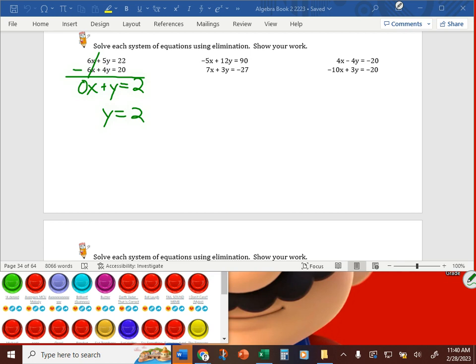How do you know when to add or subtract? It's the operation that gets these two terms to equal 0. Like if you thought of this, do I add 6x and 6x to get 0? No, that'd be 12x. 6x minus 6x equals 0. That's why you subtract. Okay?